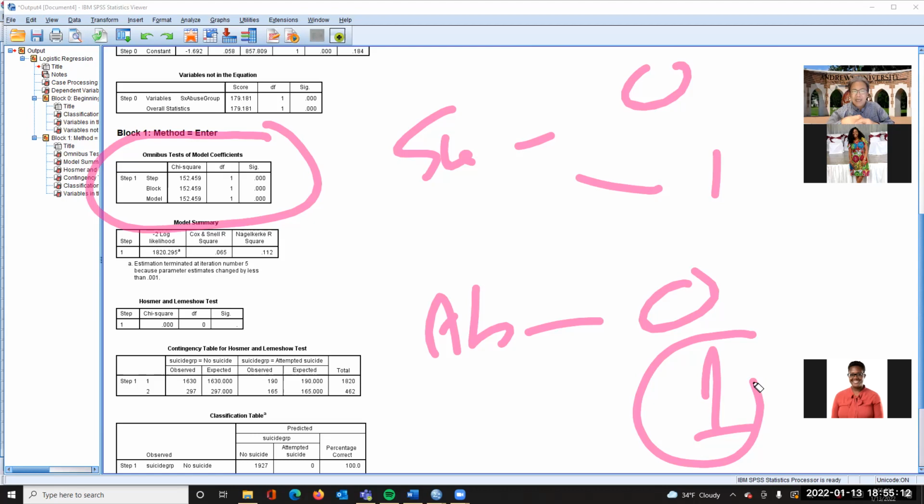Well, what this is saying is, if there is no relationship between suicide and abuse, then there is a goodness of fit.